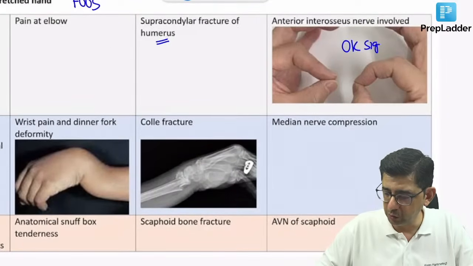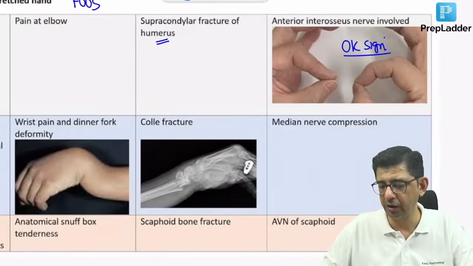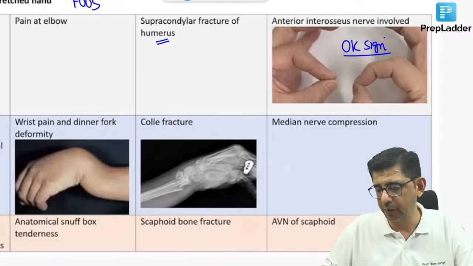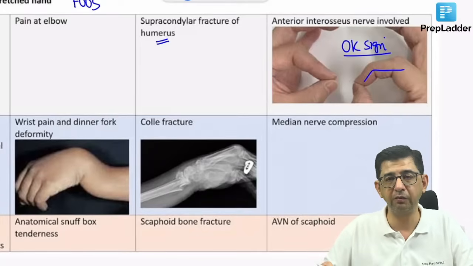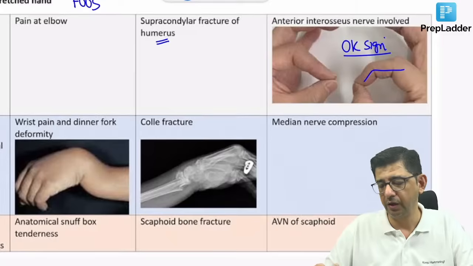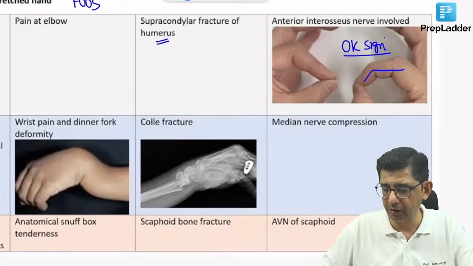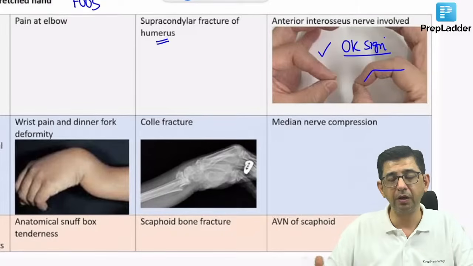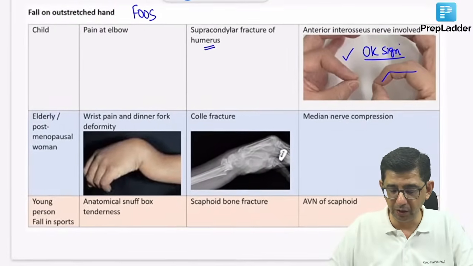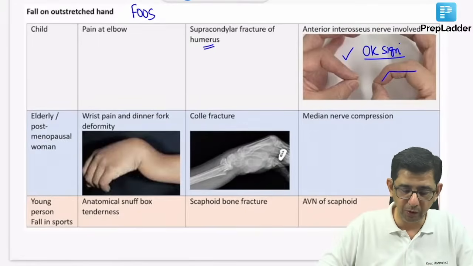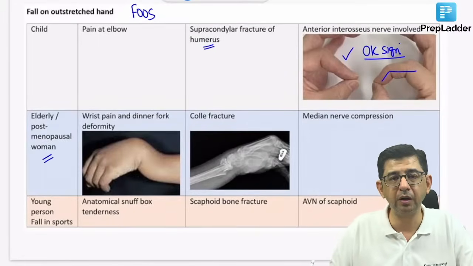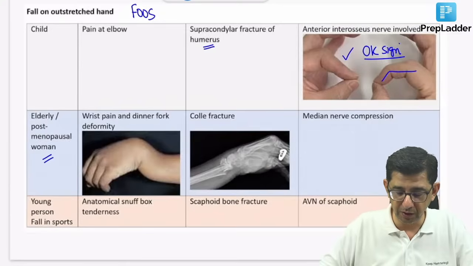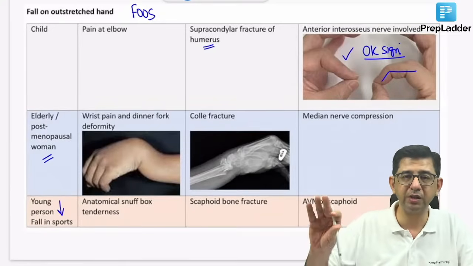So we are trying to make the patient do an okay sign here, and you can notice that unlike a normal person, a very characteristic flexion is missing on this particular side. So that would be the anterior interosseous nerve getting involved. If it's an elderly or postmenopausal woman and she's having this deformity, that's a Colles fracture with median nerve involvement. And if a young guy falls in sports on the outstretched hand, it would be a scaphoid fracture.